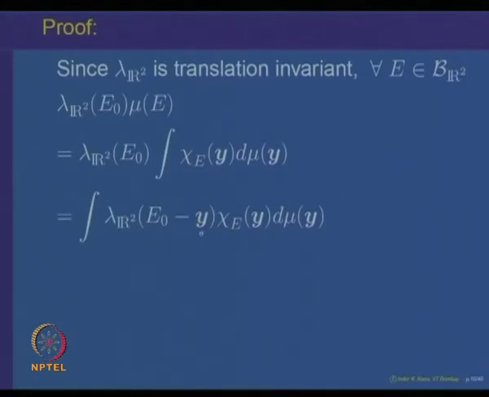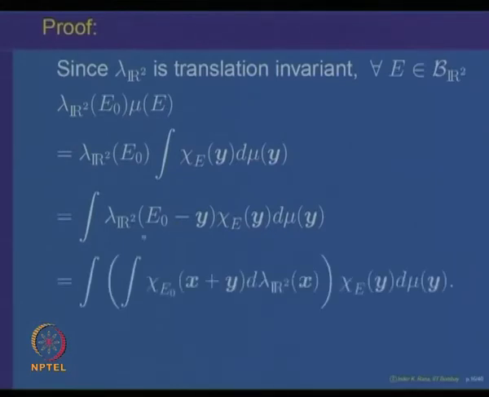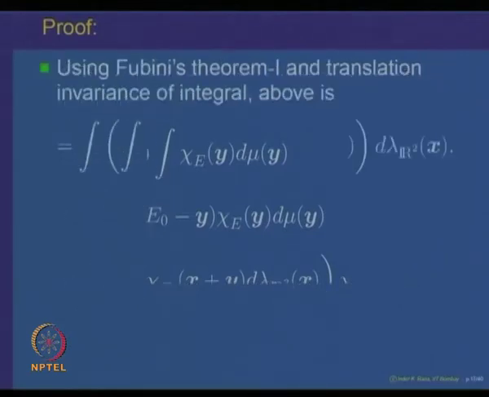And now, this Lebesgue measure I will write in the form of an integral. So, the Lebesgue measure of E 0 minus y is the integral of the indicator function of E 0 minus y, which is the same as the integral of the indicator function of E 0 of x plus y, d lambda R 2. So, here we got an iterated integral, and the functions involved are non-negative. So, by the first part of Fubini's theorem for non-negative functions, I can interchange the order of integration.